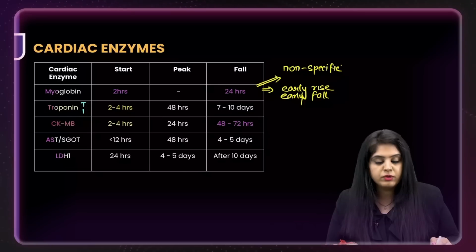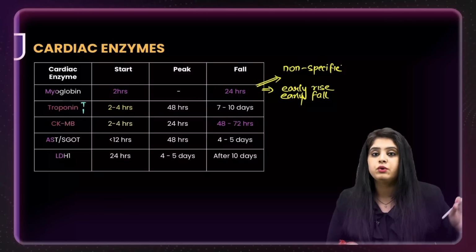On the other hand, troponin also started within 2 to 4 hours, but troponin has such a long name, troponin T, troponin I, troponin goes for 10, troponin 10.